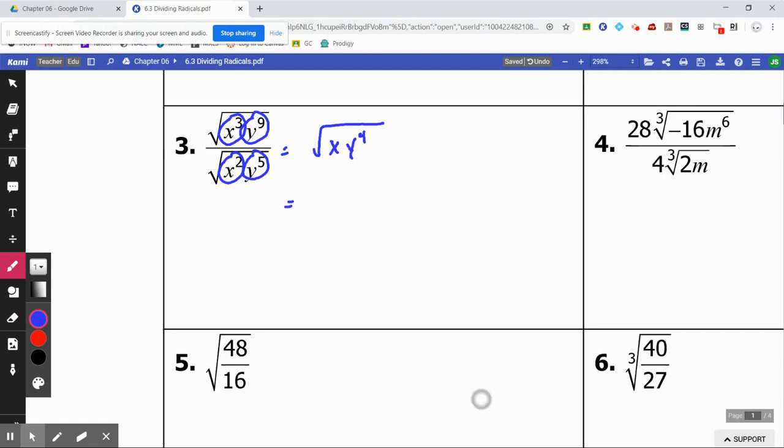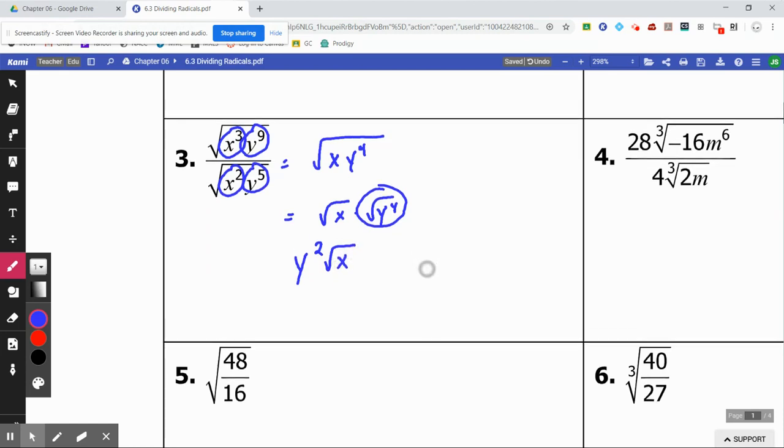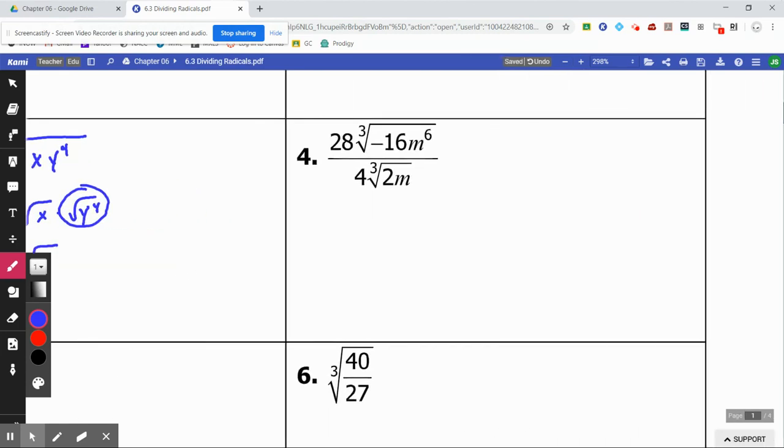Now, the square root of x you can't do much with, but I know the square root of y to the fourth, so you can split that if you'd like to. And the square root of y to the fourth is y to the second. So let's write that first, and we're going to leave the square root of x as is.